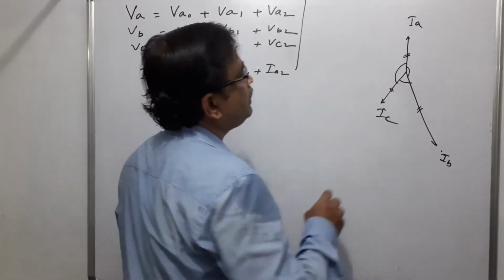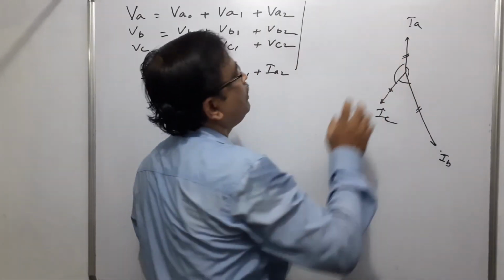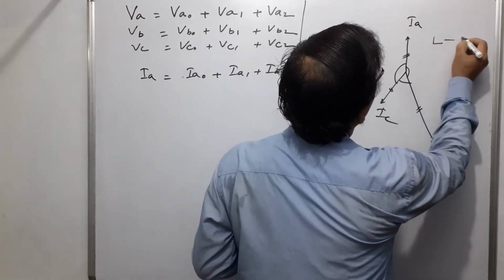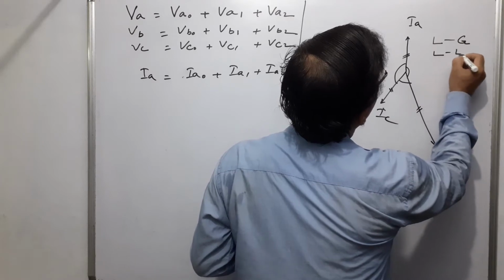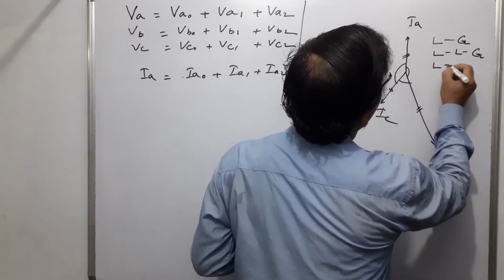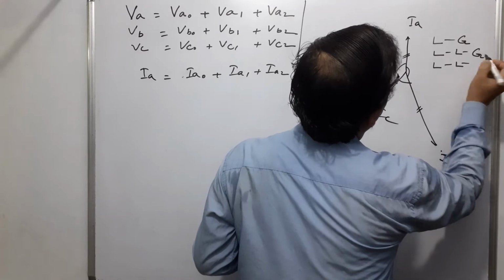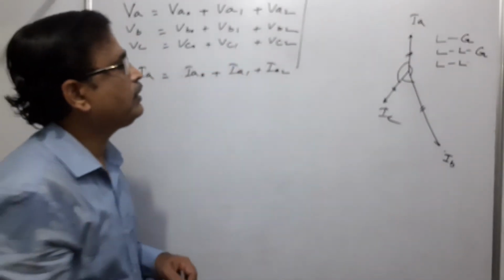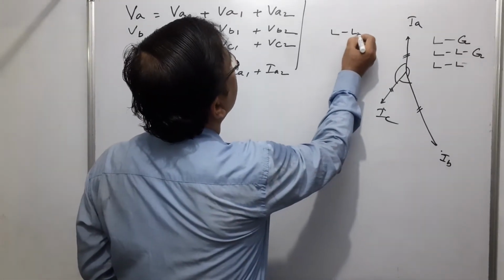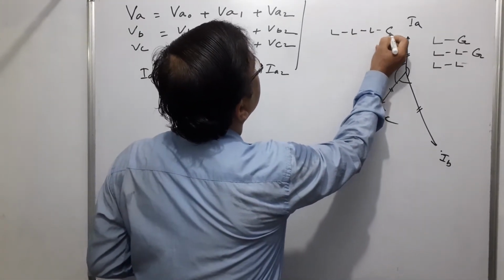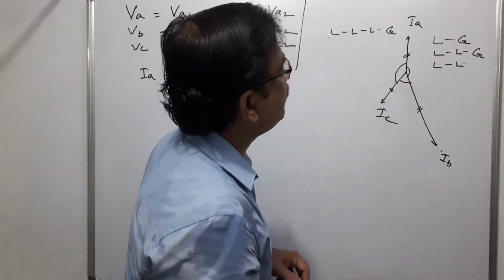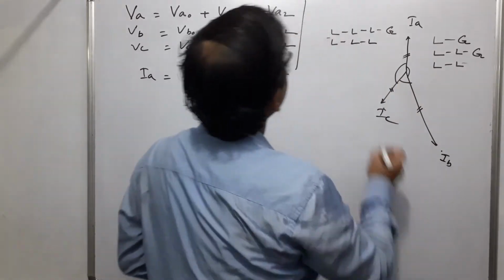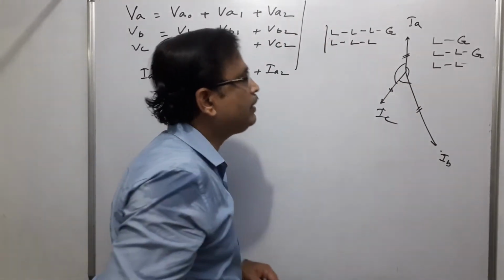One more thing about unsymmetrical faults. Unsymmetrical faults are the LG fault, the LLG fault, and the LL fault. All these three are unsymmetrical faults, while the LLLG triple line and ground fault, or LLL fault, are symmetrical faults.